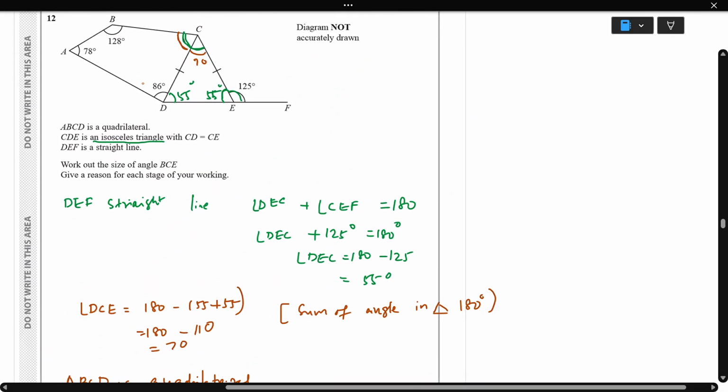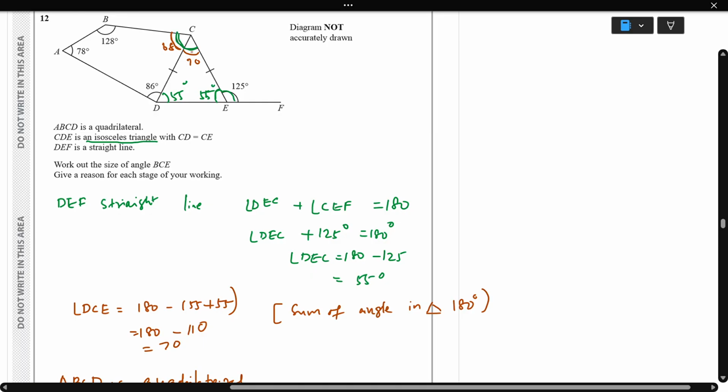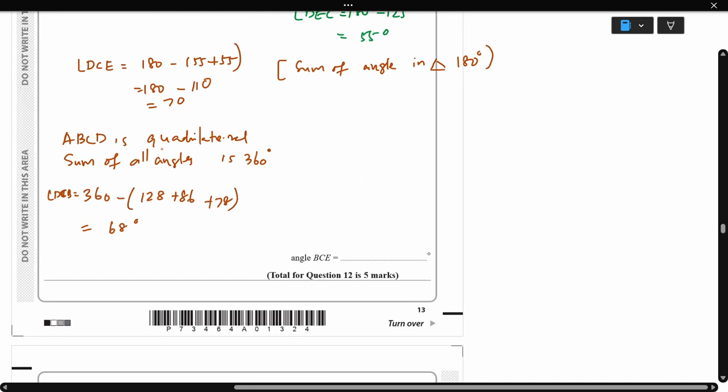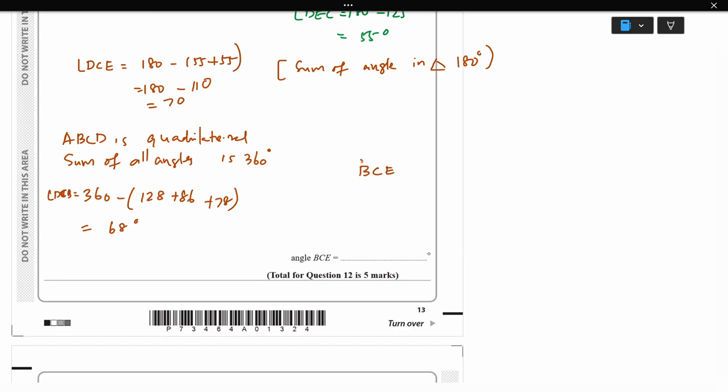Now we got this is 68, so just add up both. So we'll get angle BCE equal to 70 plus 68, which is 138 degrees, 138.